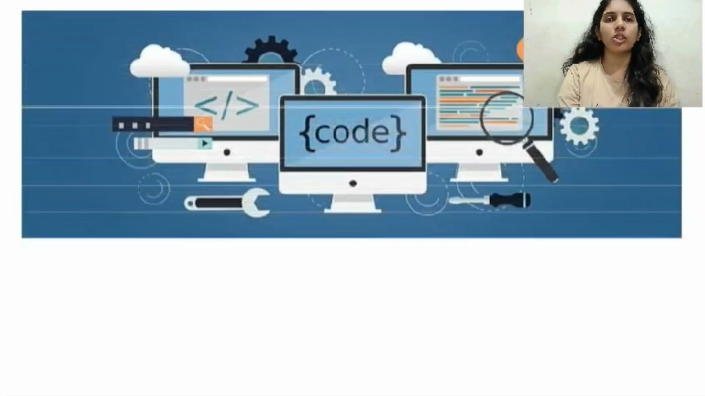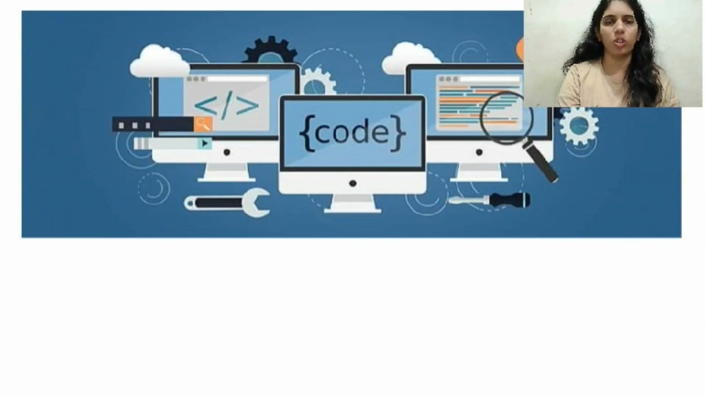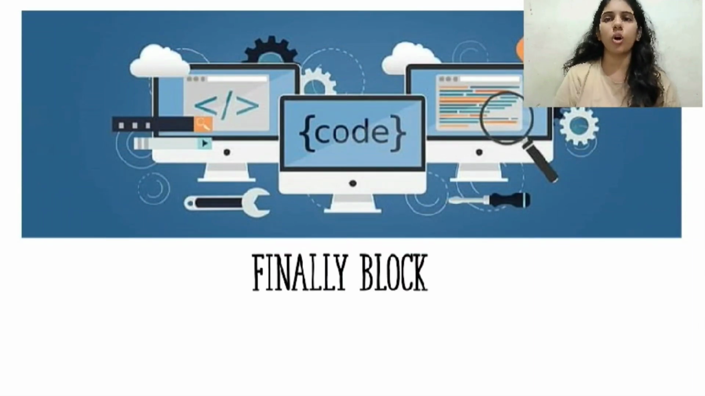My name is Palak Jain and today I am going to talk about the finally block. In programming, the finally block is like a cleanup setup. It is used to make sure that some important code always runs whether or not an error occurred during exception.